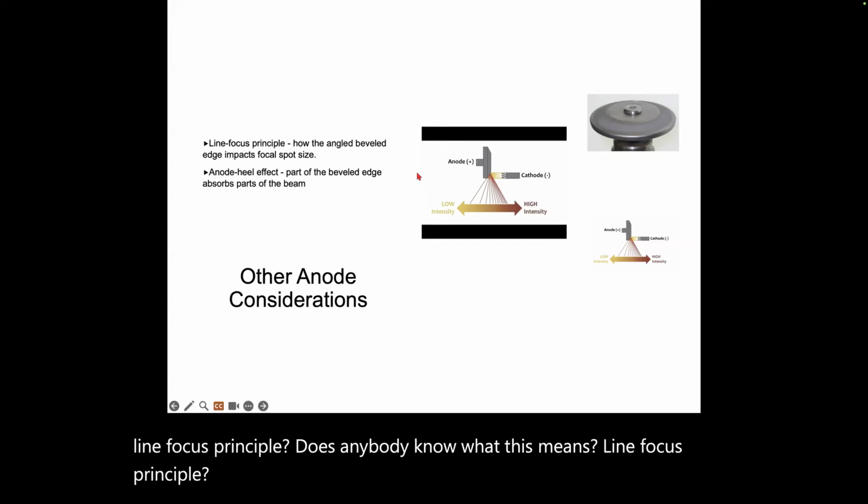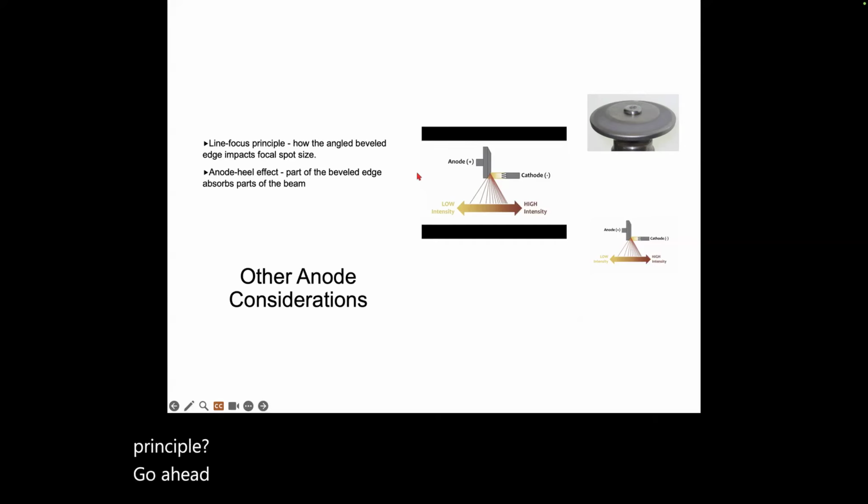Go ahead, Cassandra. I think it has something to do with the angle. It has something to do with the effective focal spot being much smaller than the actual focal spot, which allows for better spatial resolution because the target is at an angle. Oh, beautiful. It's a nice segue into the difference between these two.